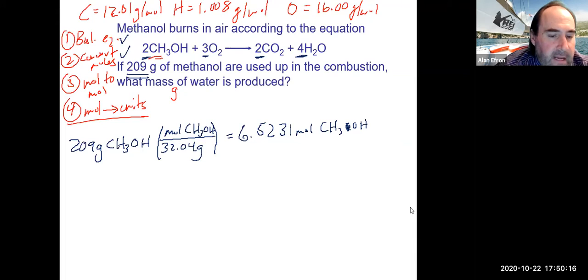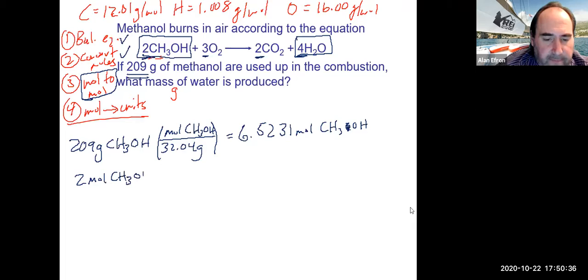And the next thing we want to do is find our mole to mole relationship. So basically you want to go to the equation, find the 2 things you're interested in. One thing is what they gave you, which is obviously our methanol. The other thing is what we're looking for, which is the water in this particular case. And from the equation, we can see that for every 2 moles of methanol, we get 4 moles of water. Again, no real fancy calculation there. It is just simply the balanced coefficients from the equation. That's what we're going to use for our conversion factor, and that's the big stoichiometry move there.